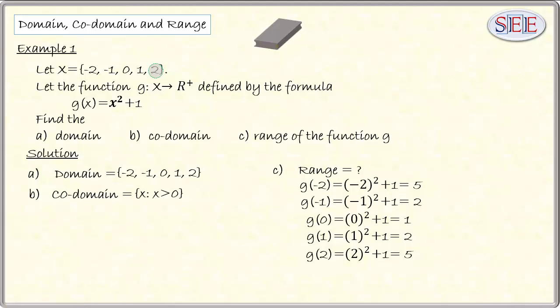So range, remember, simply we said is a subset of the codomain, but comprising elements that have pre-images. So those elements with pre-images are the members in the range. So my range will simply be a set consisting of elements 1, 2, and 5.